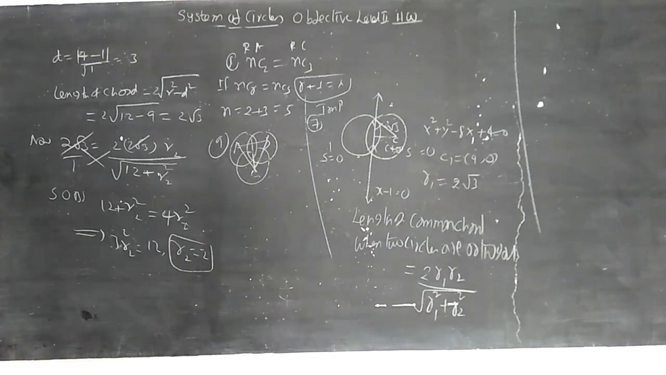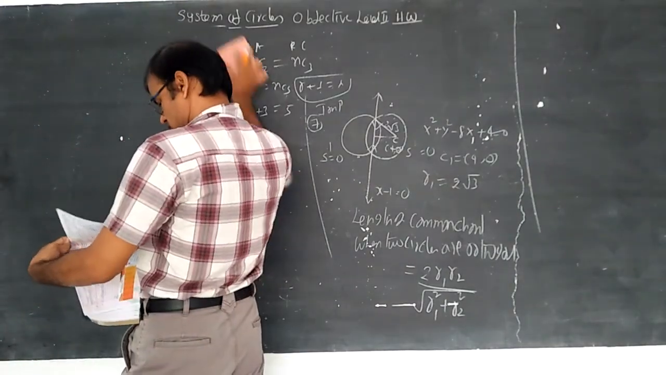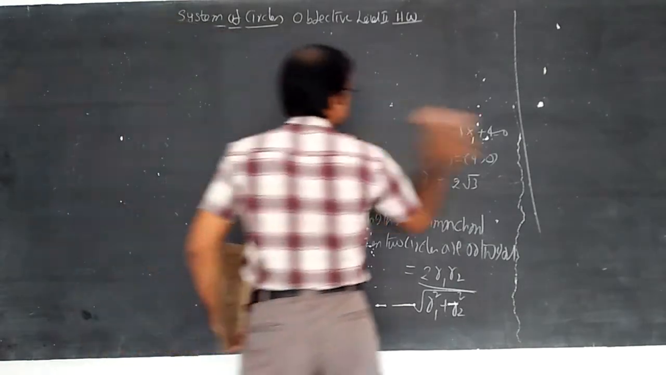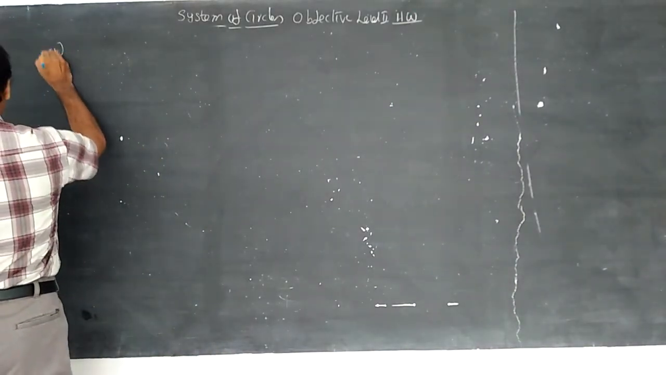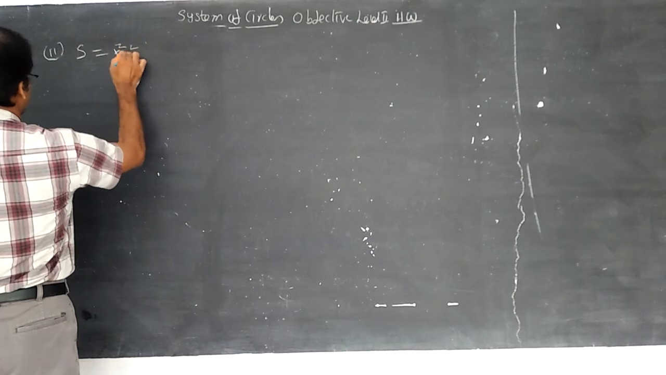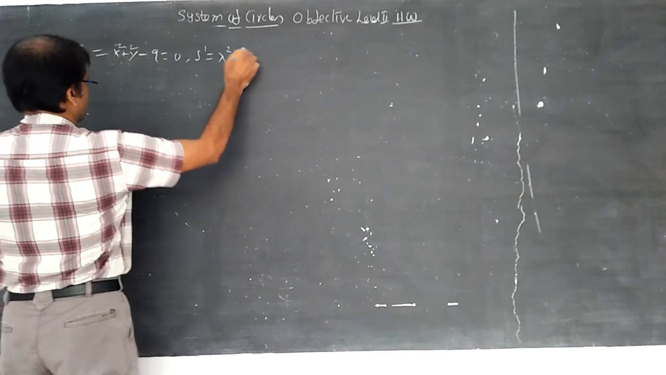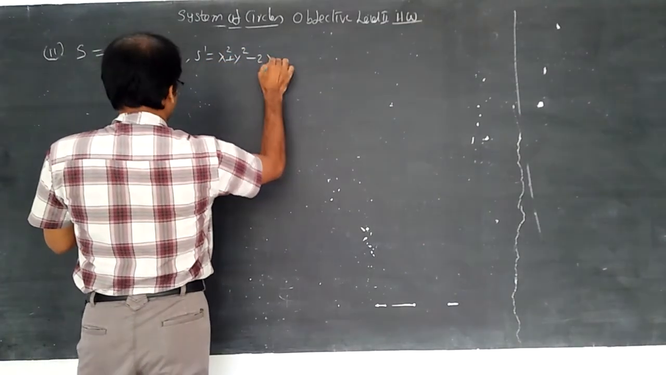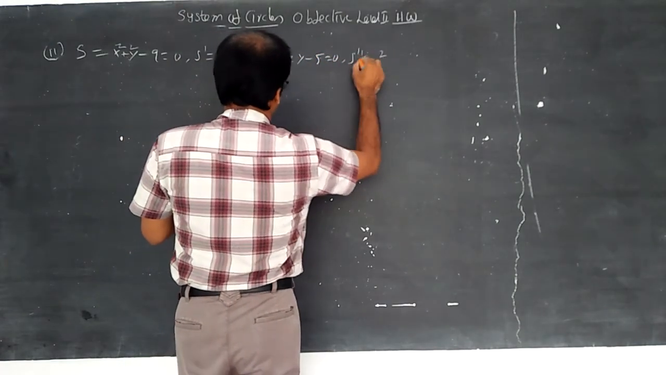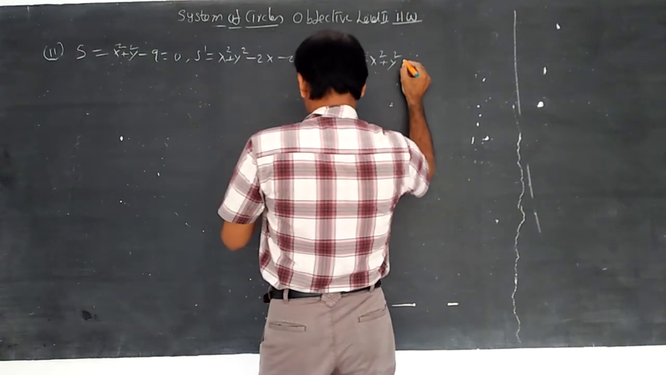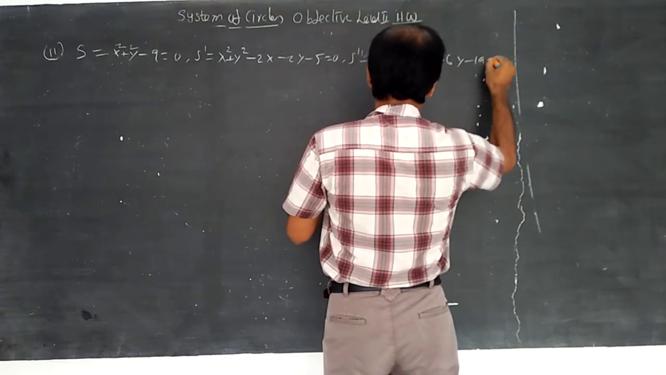The radical center of 3 circles. Here 3 circles are given. Let us write the first one as x square plus y square minus 9 equal to 0, and x square plus y square minus 2x minus 2y minus 5 equal to 0, and S double dash as x square plus y square plus 4x plus 6y minus 9 equal to 0.